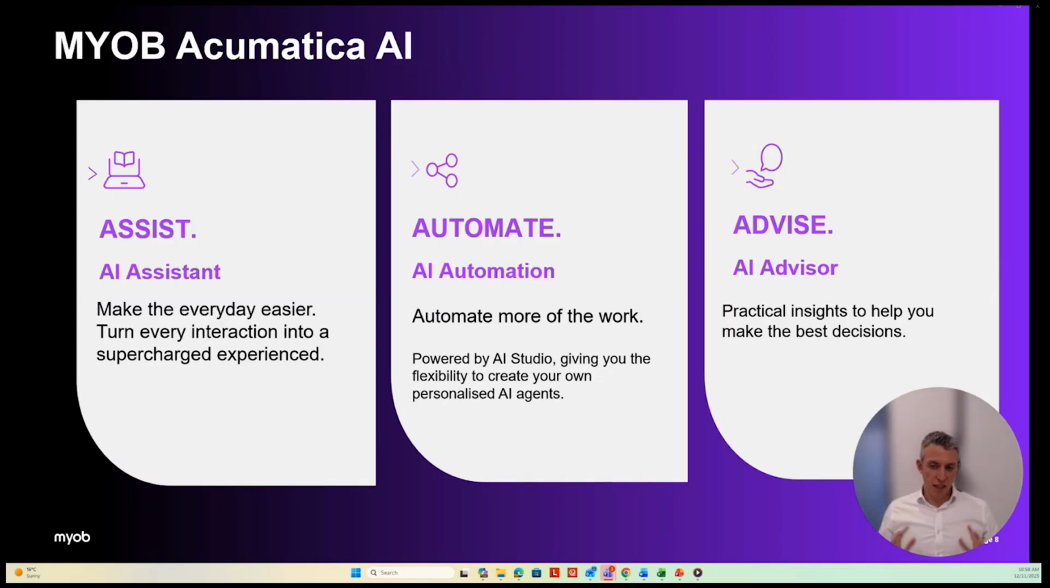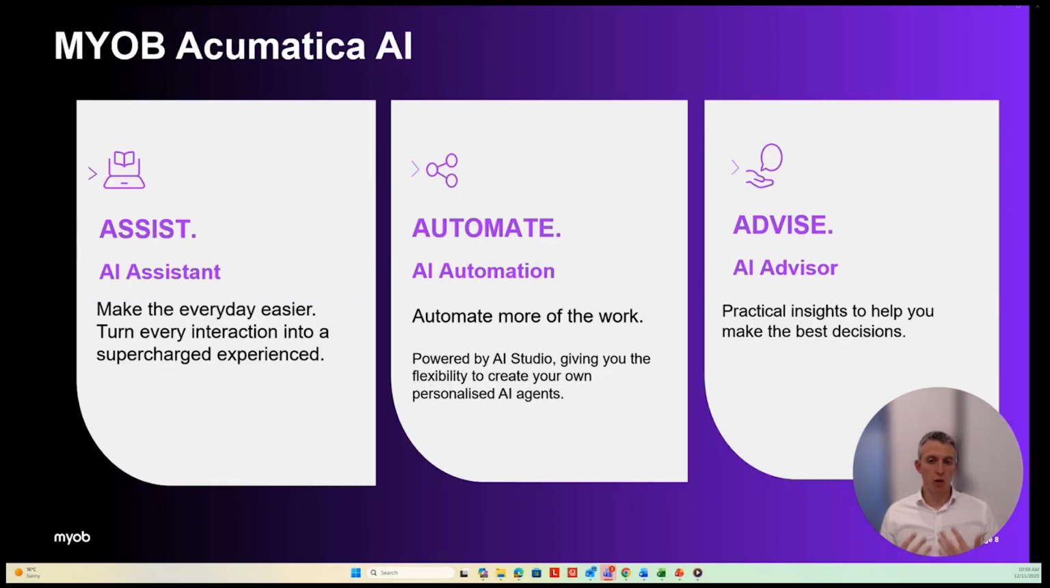So if that's our approach, let me describe to you the experiences or the type of interactions that you'll be having with MYOB Acumatica AI. There's three main areas. One is around assist, the second is automate, and the third is advise. So with AI Assistant, what this is looking to do is make everyday tasks easier, turning every interaction that you have with the system into what we're describing as a supercharged experience. And that's just saying it's going to be easier to do the tasks that you need on the platform.